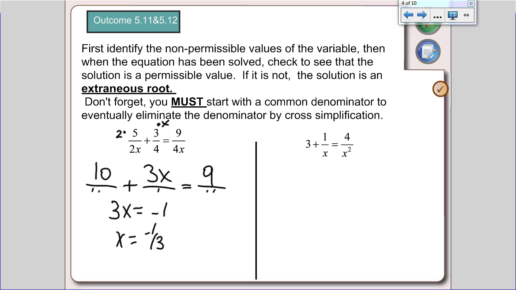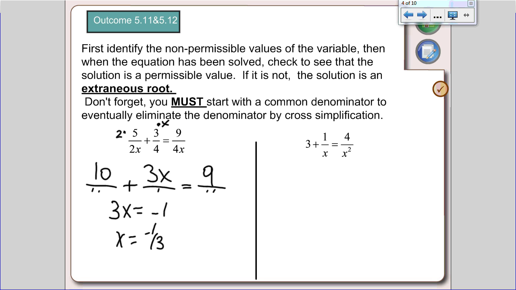Good point. It's asking for x. It wants to know what x is. So x is negative 1/3. But you do bring up a good point that we have to look at now. We were dividing by a variable. So that means there's non-permissible values somewhere in this equation. What are your non-permissible values?